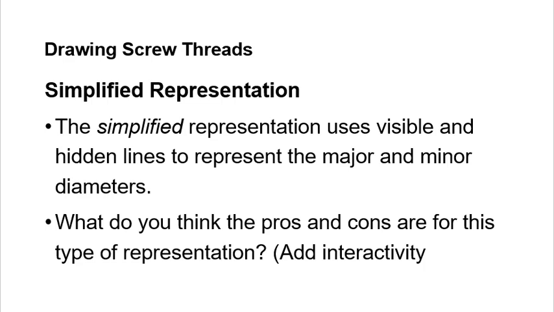Okay. And then let's go into the simplified representation. It is different. That's the last way of drawing. We're going to use the visible and hidden lines in our drawings to show the major and the minor diameters. Again, your exercise is to think about your pros and cons for that type of representation. It doesn't have to be correct. I want to know what you think. So just think. You have a freedom to speak and also freedom to think. And you have a freedom to write whatever you think. Even if it's ridiculous, it's fine too. Just write what you think, okay? Okay, so let's take a look at how different they are.